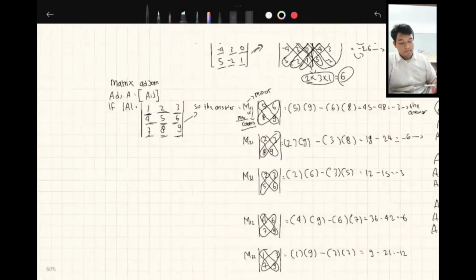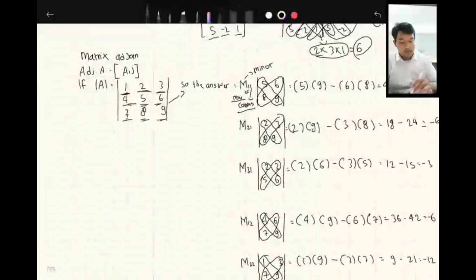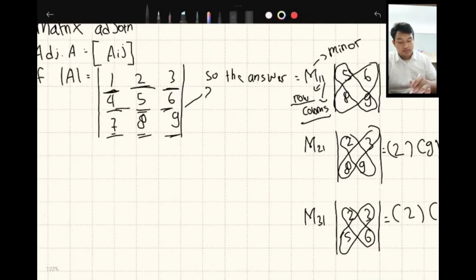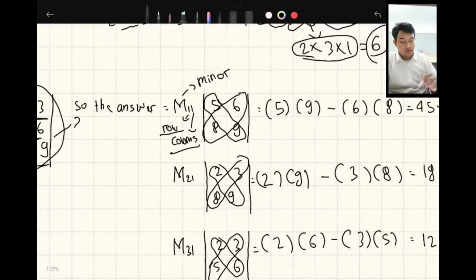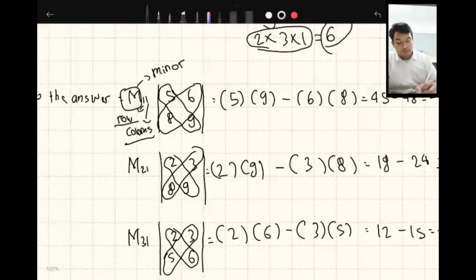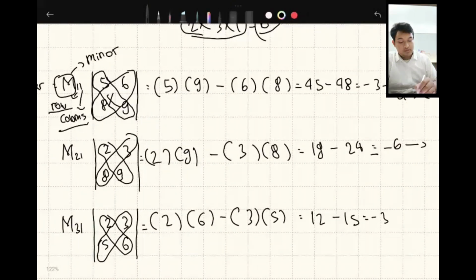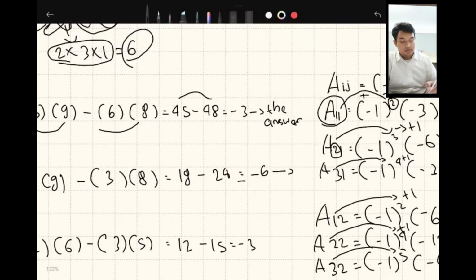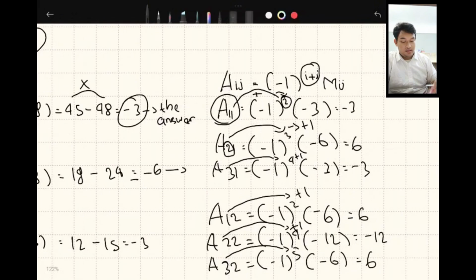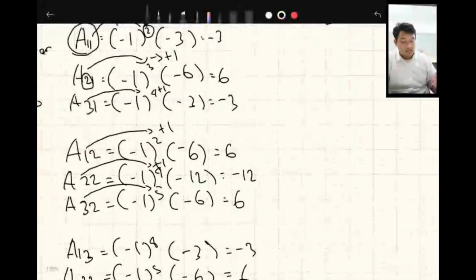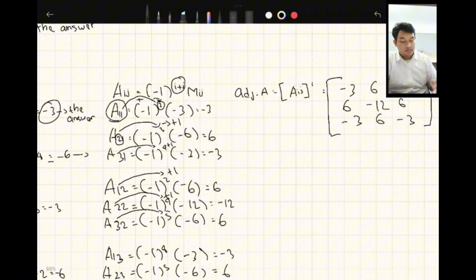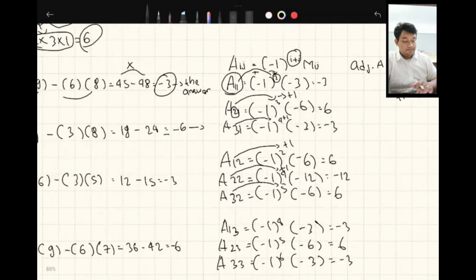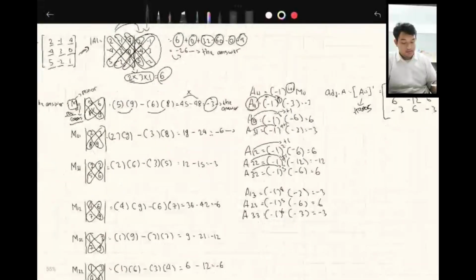So the answer is the determinant in mirror and is multiplied. So the result is multiplied, the result answer, and then transpose. And transpose.